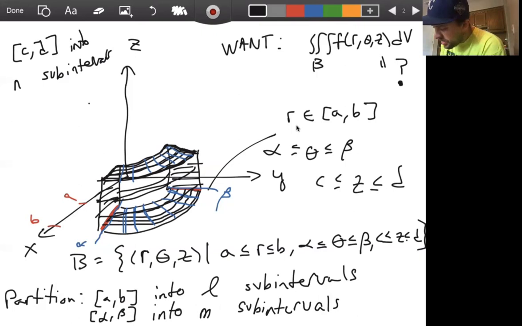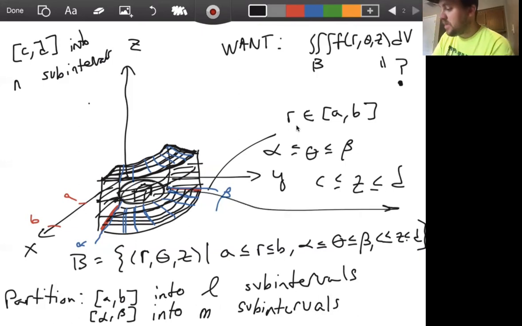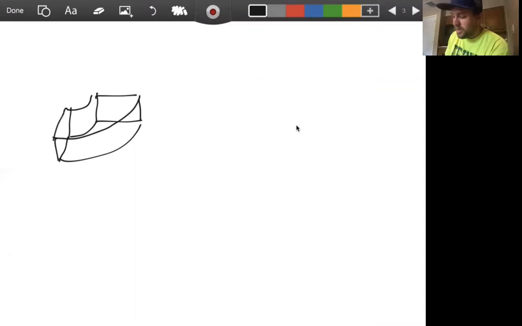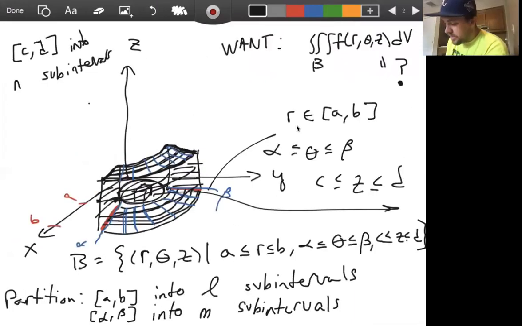And then from this partition, we can define these smaller cubes or these smaller cylindrical box regions, right? And so let's take a look at what one of these boxes looks like. We'll go on to the next page here. And so again, it looks something like this, except now we're looking at the mini ones, right? And so let's say this is B_ijk, where i is the index for the partitions of a, b.